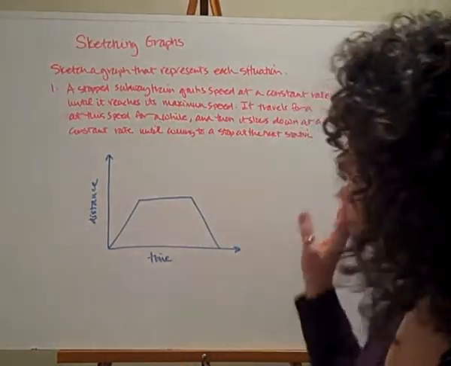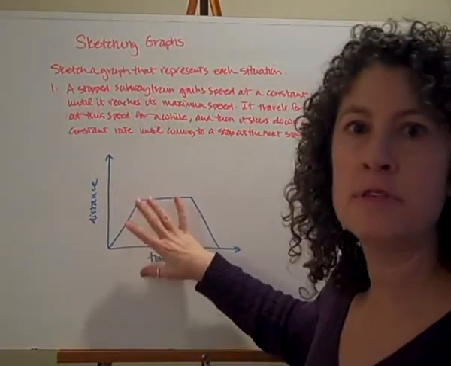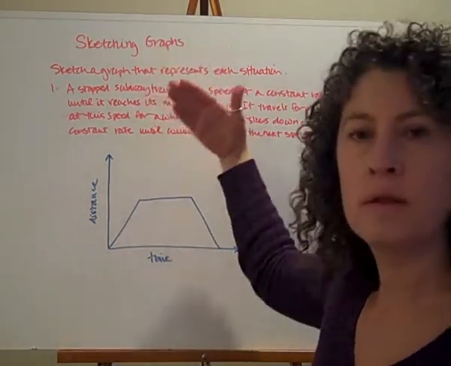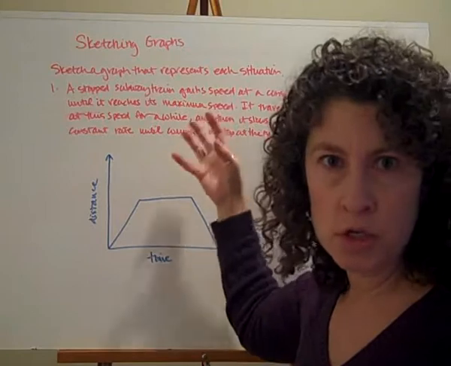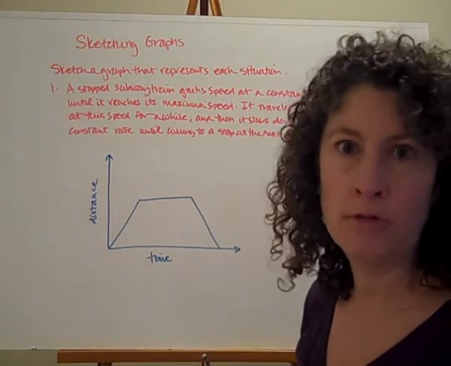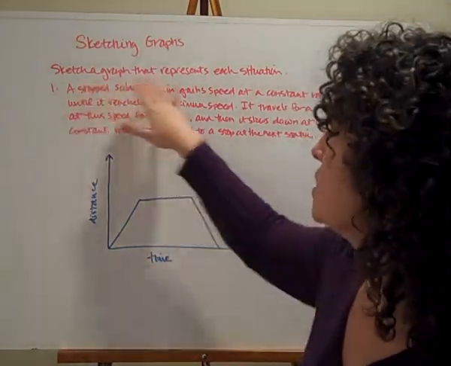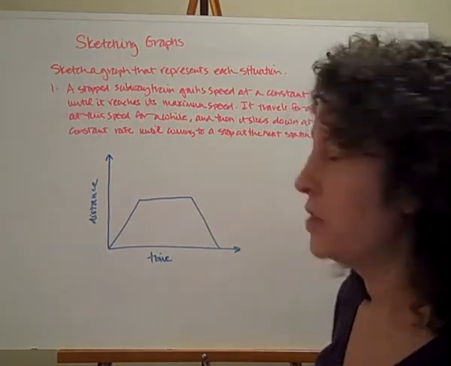Sketching graphs. So we've looked at graphs and figured out what the story is behind that graph. Now we're going to go the other way. So let's take a look at a situation, a story, and create a graph that goes along with that story. So sketch a graph that represents each situation. We're going to look at 3.